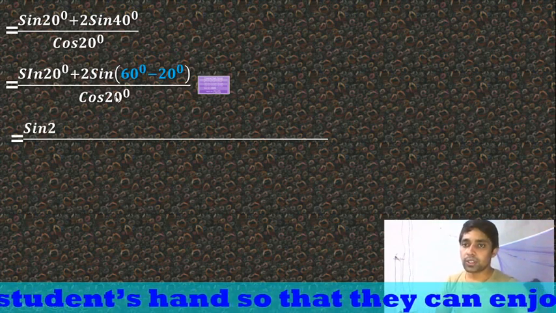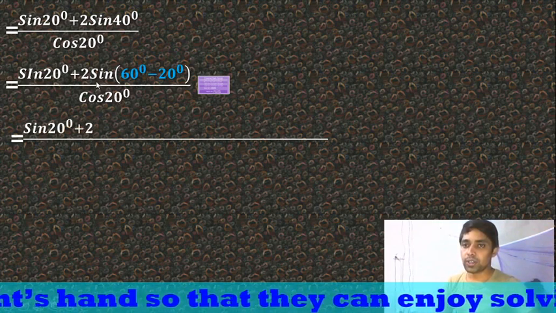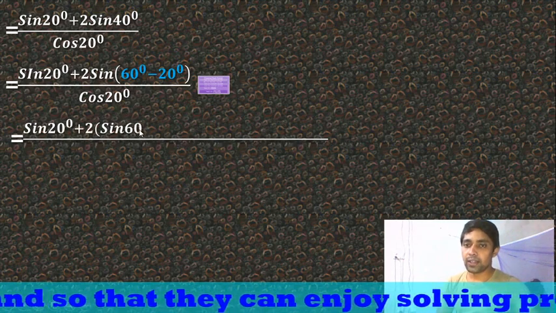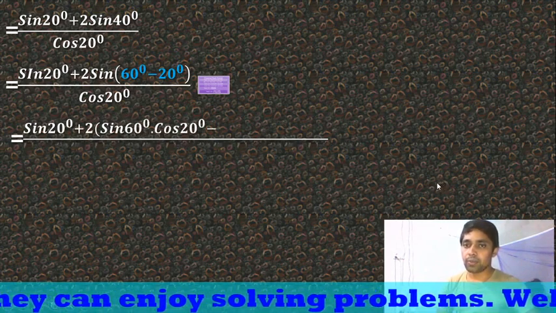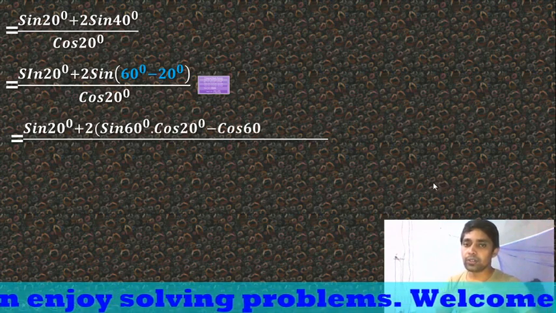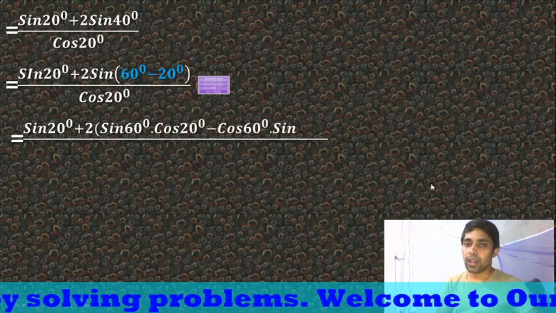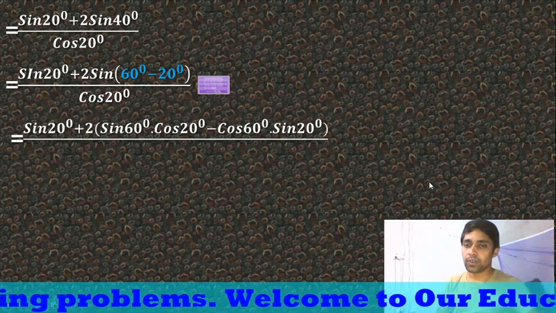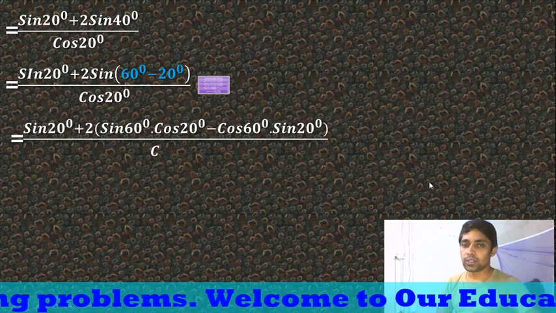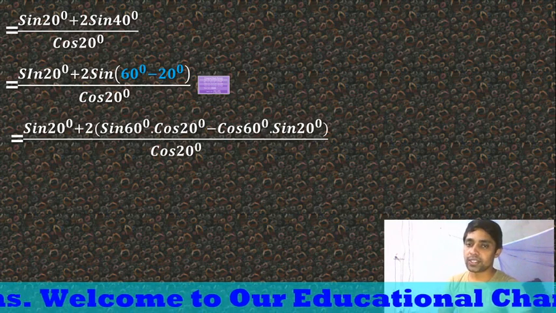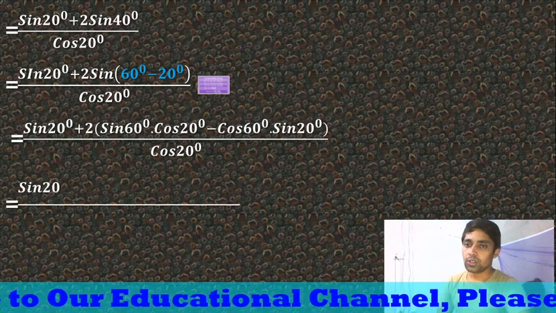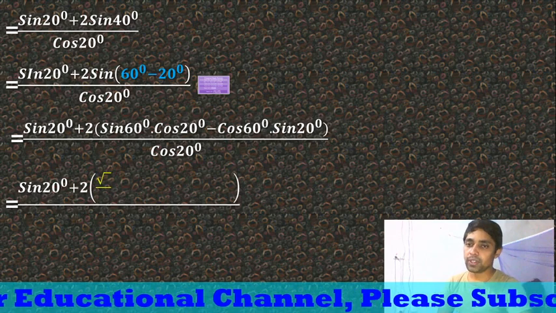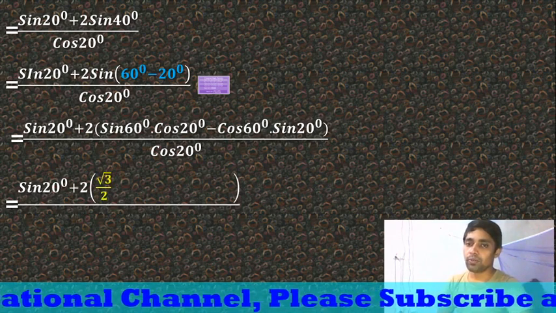So we have got sine 20 degree as it is plus 2 times sine A into cos B plus minus cos A into sin B format formula we have. As 60 degree is known angle for us, we will substitute known angle value, means sin 60 value root 3 by 2, cos 60 value 1 by 2. So that value we are replacing.